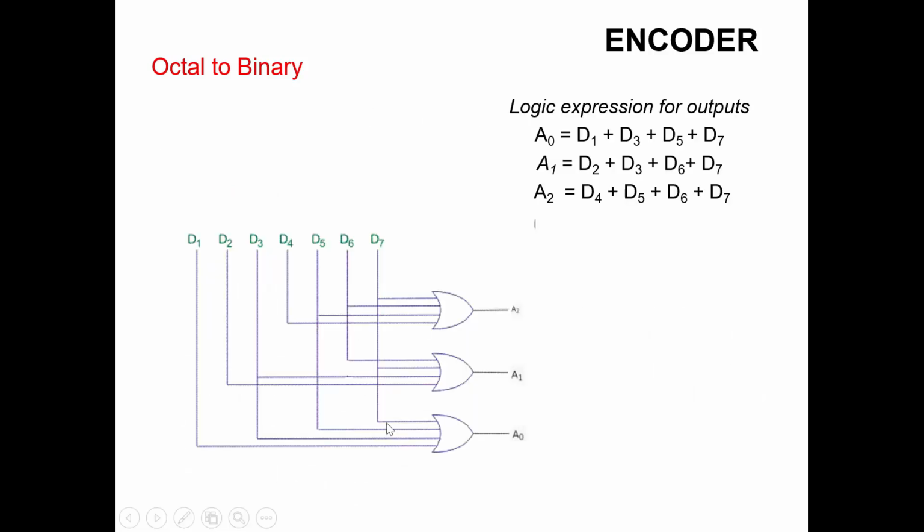The logic circuit obtained from this is very simple. We have just ORed all these inputs. Here we have D1, D2, D3, D4, D5, D6 and D7 as inputs, and the corresponding inputs D1, D3, D5 and D7 are ORed here to obtain output A0. The same is true for A1 and A2.